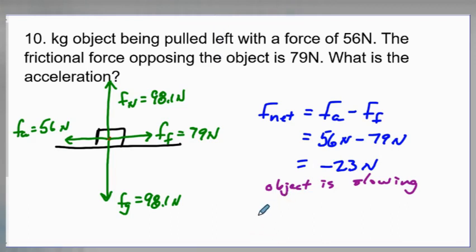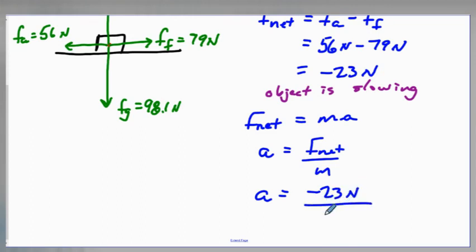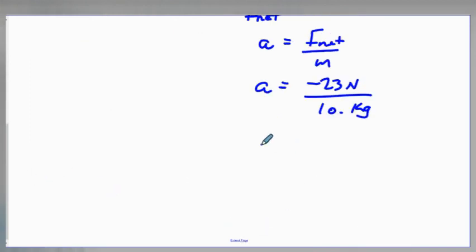We want to find our acceleration. Once again, F net is mass times the acceleration. A little bit of algebra: a is F net divided by the mass. The acceleration will be negative 23 newtons divided by 10 kilograms. So we end up with an acceleration of negative 2.3. And looking at the units here, we're going to see that we are left with meters per second squared.